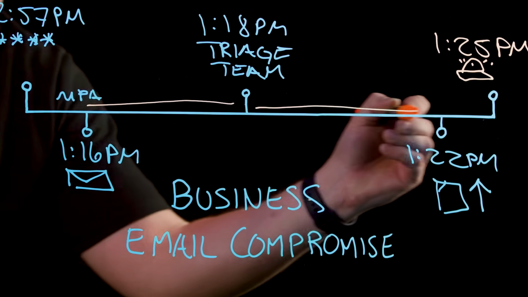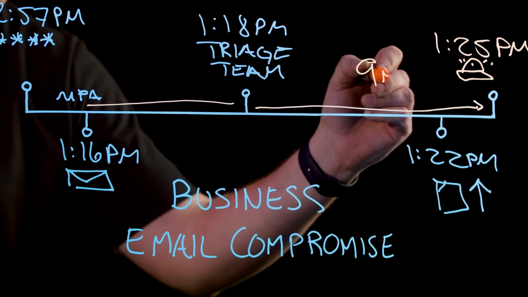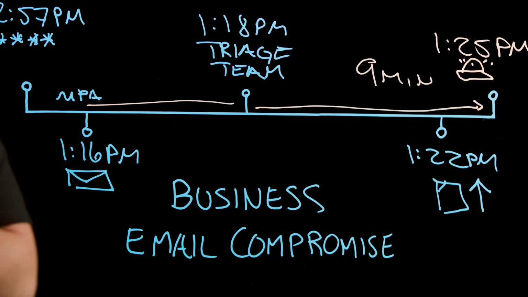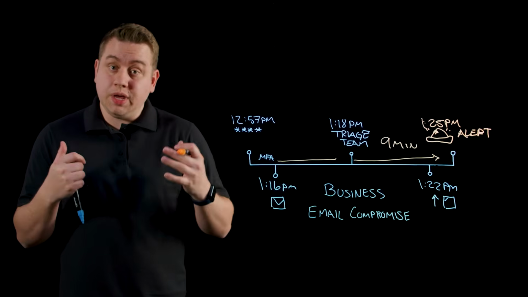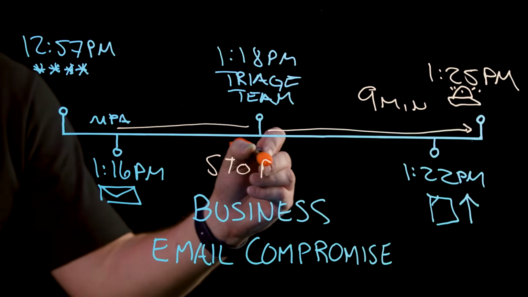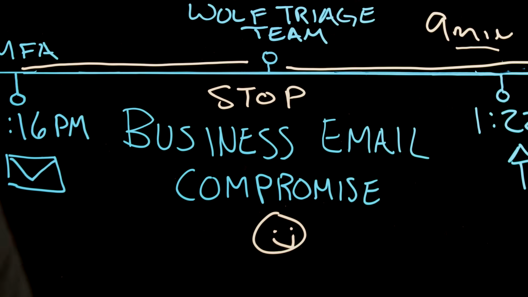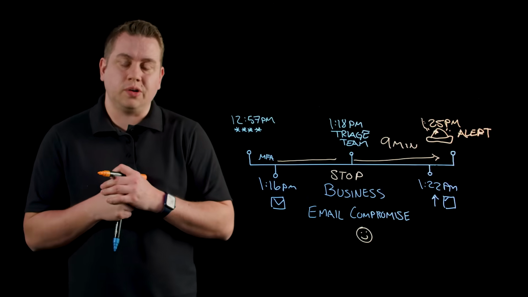Ultimately, from the time that this attack starts to the point that we're alerting that customer, it's only been 9 minutes that the attacker has had inside the environment. This speed, this detection and response, is ultimately how we stop business email compromise and ensure customers end up happy and delighted that their business is not at risk. This is the power of the Article Wolf platform.